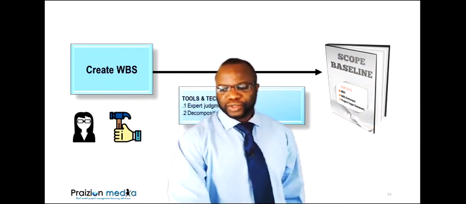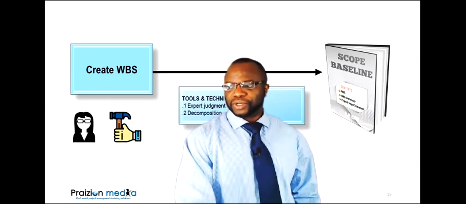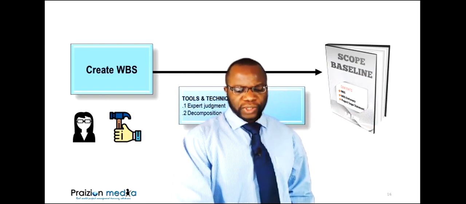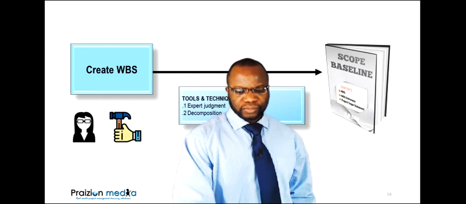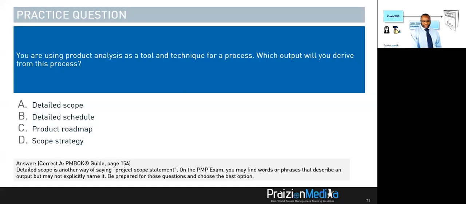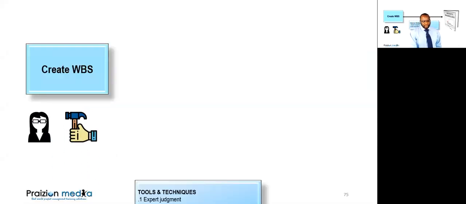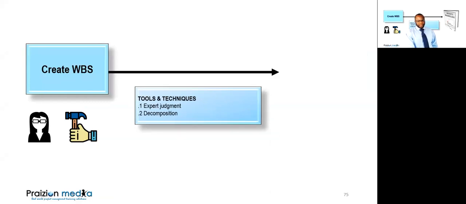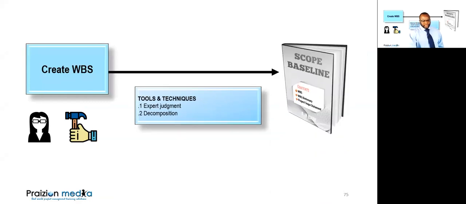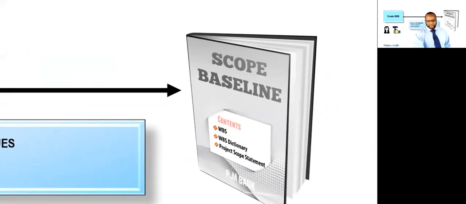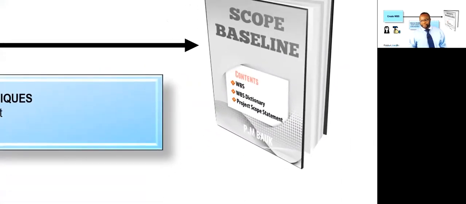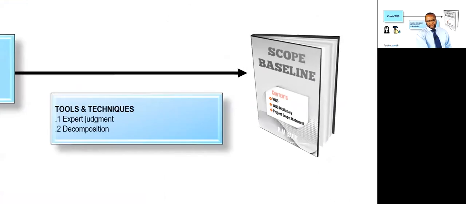If you take a closer look, I'll share the closer look in the PowerPoint. Let's take a closer look at what is written on that document. So in Create WBS, we apply expert judgment and decomposition, and then we break it down. Take a look at what's here: WBS, WBS dictionary, and the project scope statement.